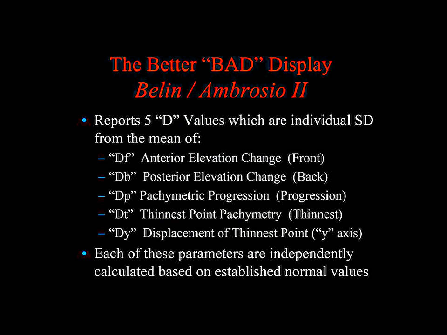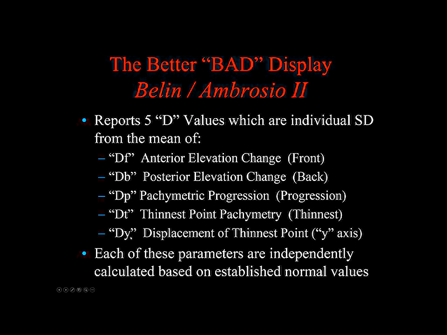The second release of the Belin-Ambrosio display added some statistical analysis. So I already told you that the change going from the best fit sphere to the enhanced, we called DF, which is just the front surface. The change going from the back surface, we called DB, the back surface. The pachymetric progression, we call P. The actual thinnest point, the value of the thinnest point, we call DT. And the displacement of the thinnest point was DY.